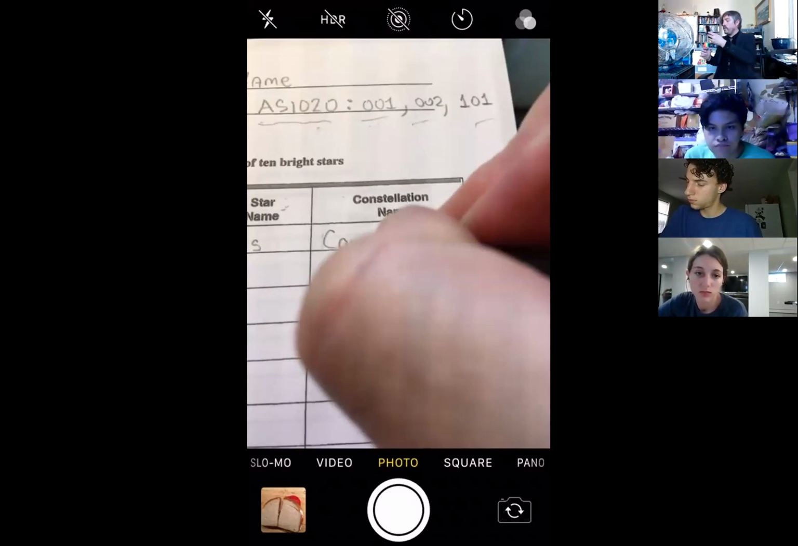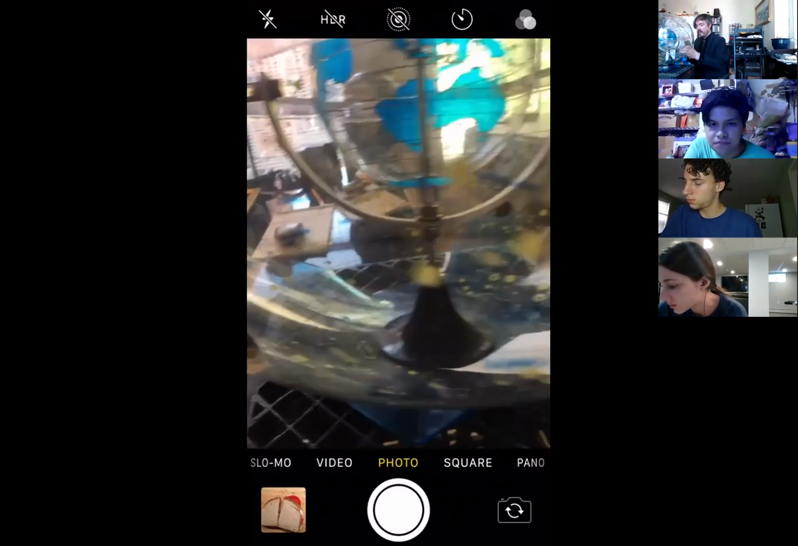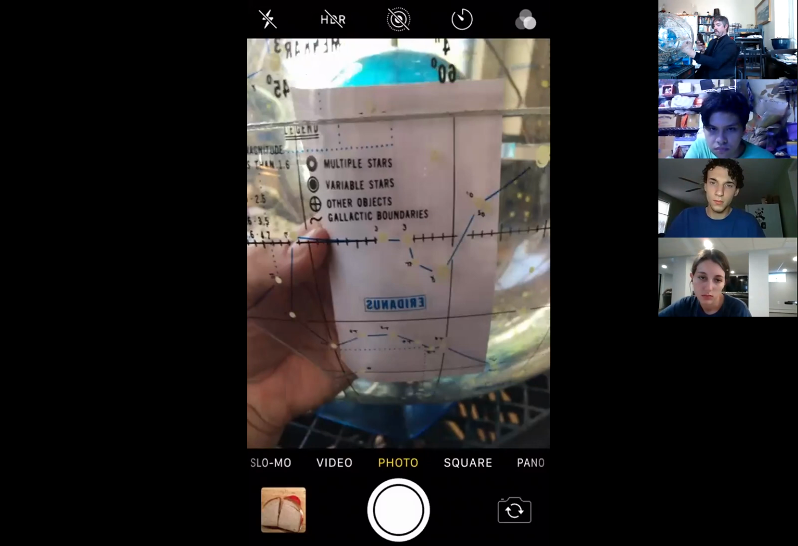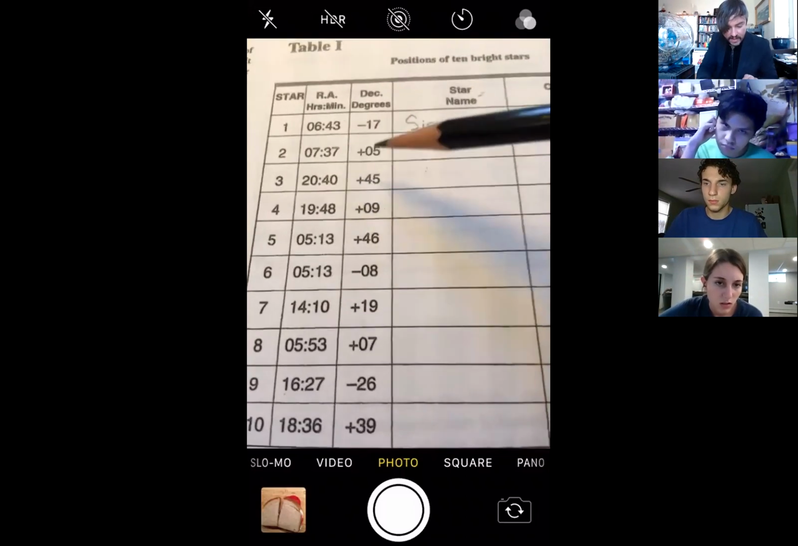One of the reasons things are written backwards is you're supposed to look through the globe and then use a baffle on the other side so that you can read the names of stars. That's supposed to reproduce the curvature of the sky. But because we're doing this weirdly on my phone, it'll be easier just to read stuff backwards. Let's try to move a little quicker. I'm going slow here. 7:37 and positive 5.